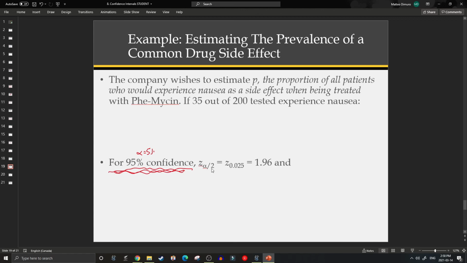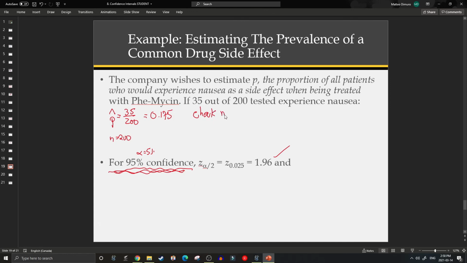So we know the alpha value is 5%. And we can go calculate Z alpha divided by 2, so Z at 0.025. We've done this one a few times now, it's 1.96. Let's go find p-hat. So p-hat is going to be 35 out of the 200, and n is 200. And 35 out of the 200 is 0.175. Make sure you check.